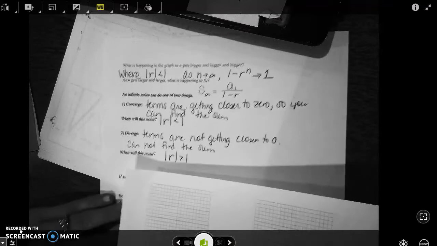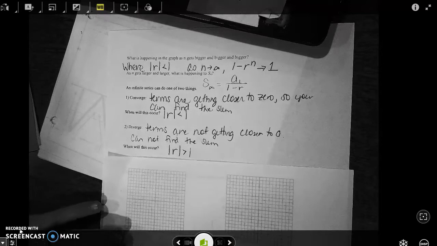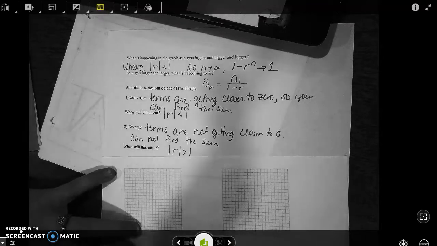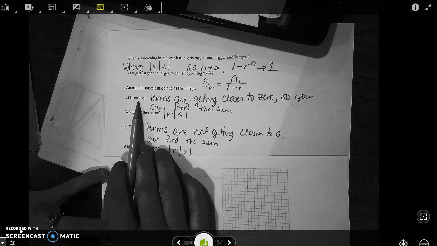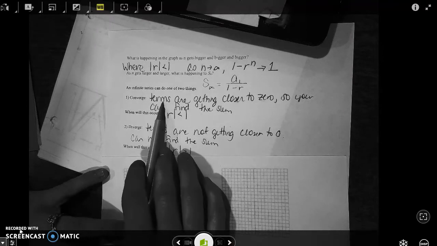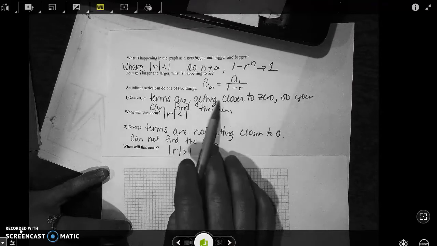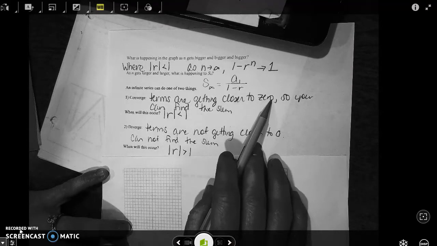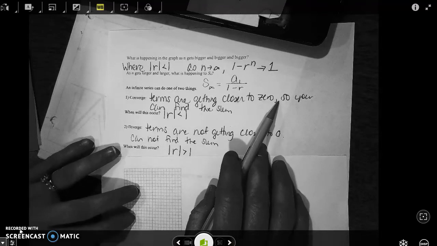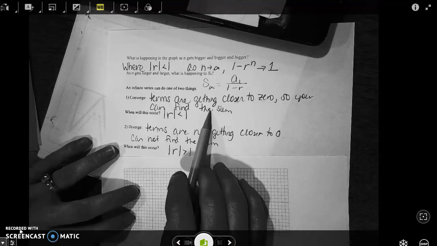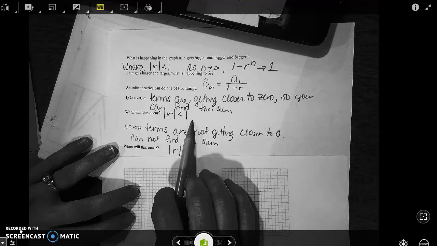So now for a couple of vocabulary words. An infinite series can do two things. The first is called a convergent series, and that means the terms themselves are getting closer to 0. So if the terms are always getting closer to 0, they eventually become insignificant. And so what that means is that you can find the sum. And that will occur, like we've said, if the absolute value of r is less than 1.